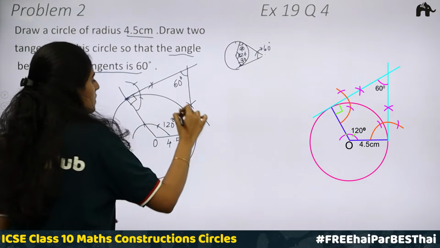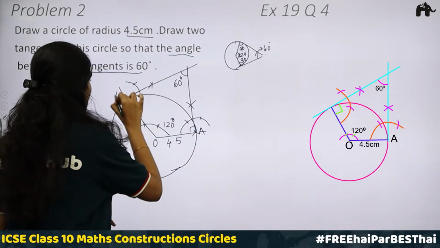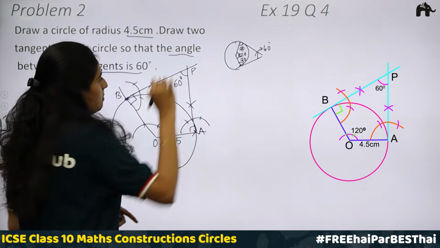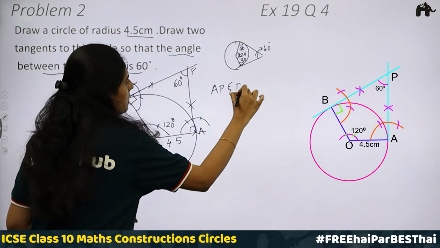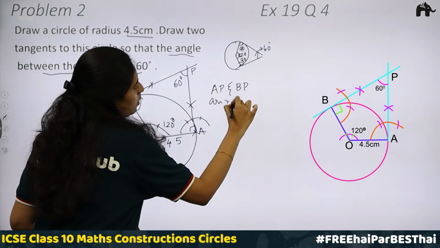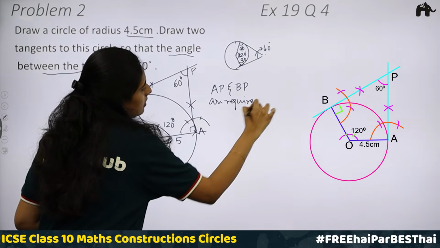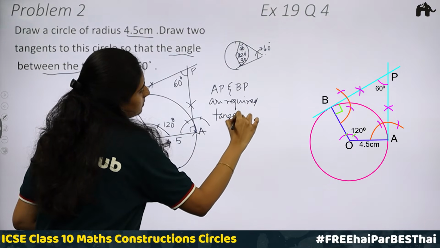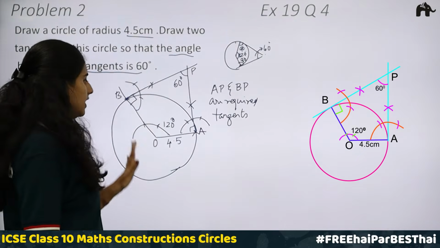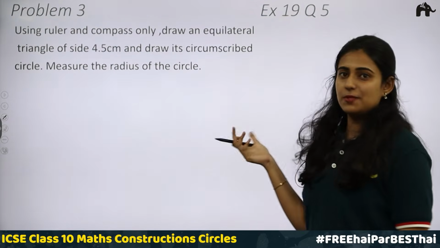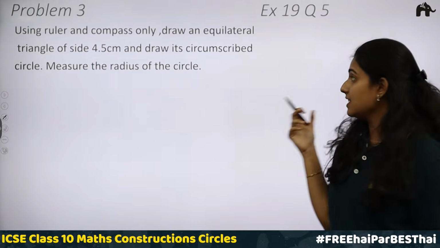Okay, so let's put points A and B. Let this be a point P. AP and BP are the required tangents. Clear? Next, let's move on to the third problem, question 5 of exercise 19.